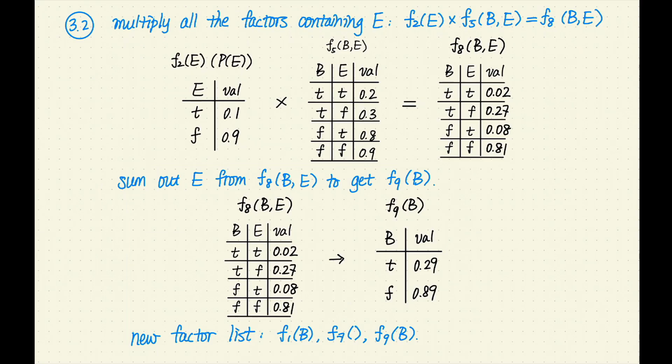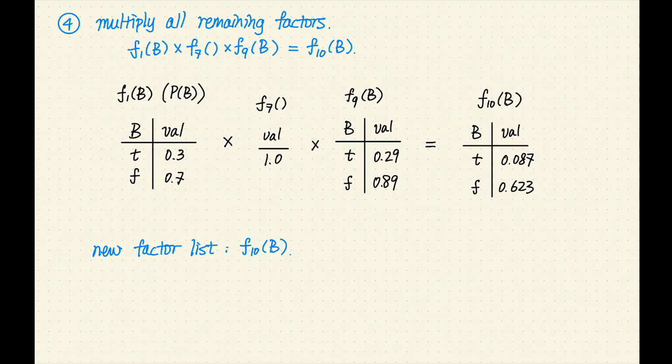At this point, each remaining factor should contain at most the query variables. Whether we need to perform the next step, step 4, depends on the number of factors remaining. If there are multiple factors left, we need to multiply them together. For our example, we will multiply F1, F7, and F9 together to produce a new factor F10. If there's only one factor left, we can skip step 4 and continue to the normalization step.